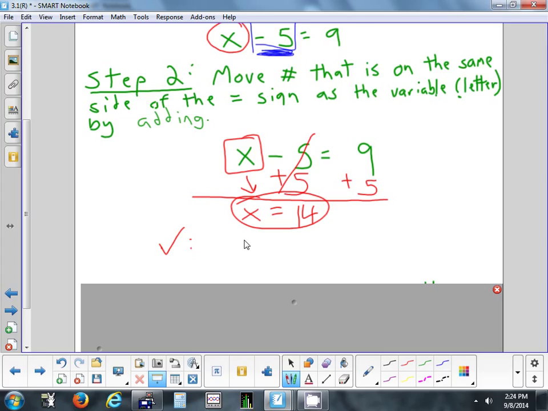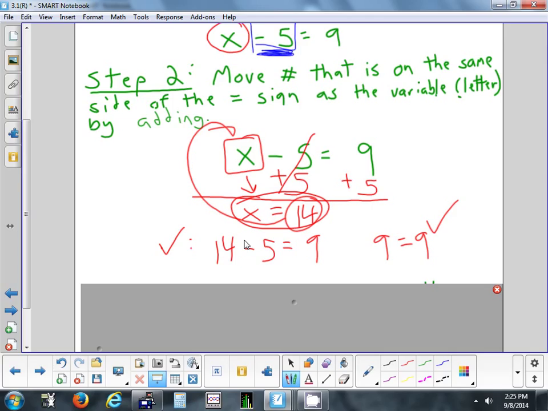Plug the 14 in for what? For the x. Take this guy right here, plug it in. So my new equation, Sam, would be what? When I write it out to check it, how would I write it out? 14 minus 5 equals what? 9. Is 14 minus 5 9? Yep. Does 9 equal 9? I'm good. It worked. The biggest thing, whatever you do on one side, you want to do to the other side.